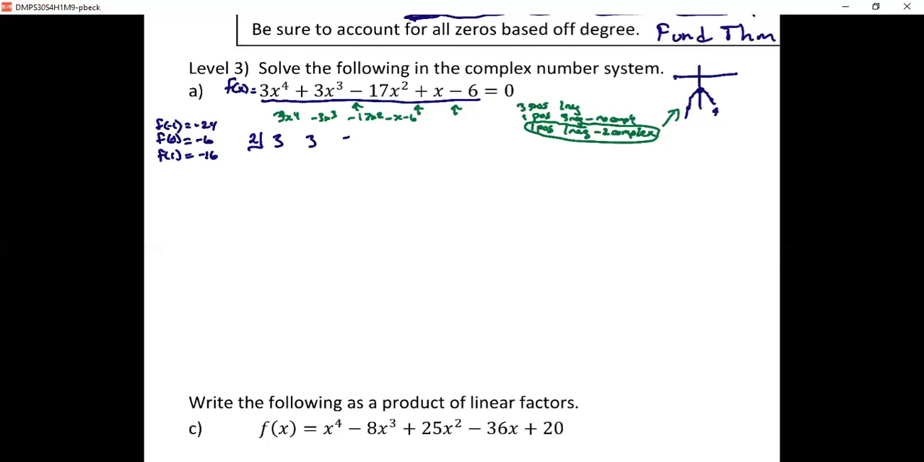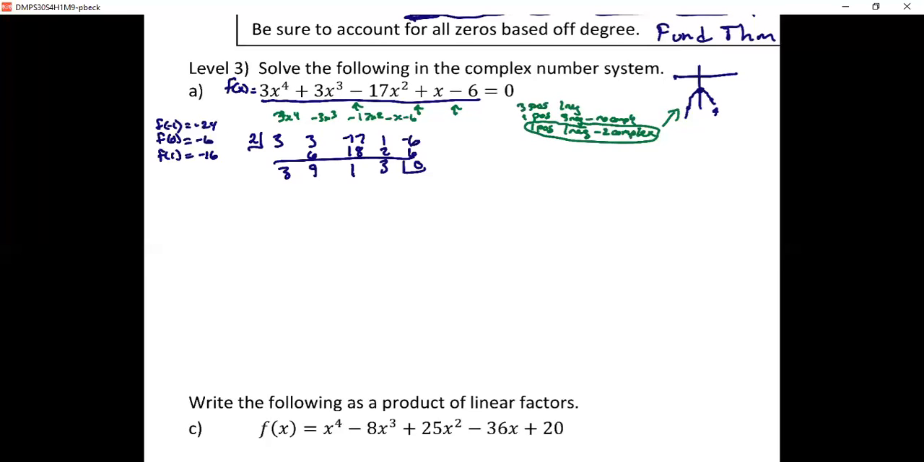So 3, 3, negative 17, 1, negative 6, with 2 on the outside. Bring down 3. 3 times 2 is 6. Add those together, 9. 9 times 2 is 18. Add those together to get 1. 1 times 2 is 2. Add those, times 2, and we get 0. So we actually found one of our zeros.